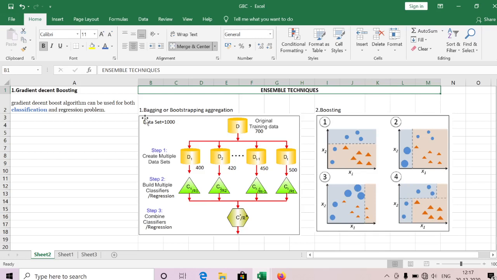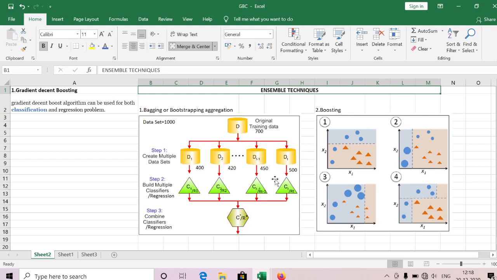Okay, let us discuss how the training and prediction work using bagging, or bootstrapping aggregation. Let us take 1,000 records as the example. From these 1,000 data records, we take a random 700 records as the original training data. This original training data we divide into multiple data sets in step 1. For data set 1, we take random 400 records from the original 700 training records. Similarly, for data set 2, we take random 420 records from the 700 records.